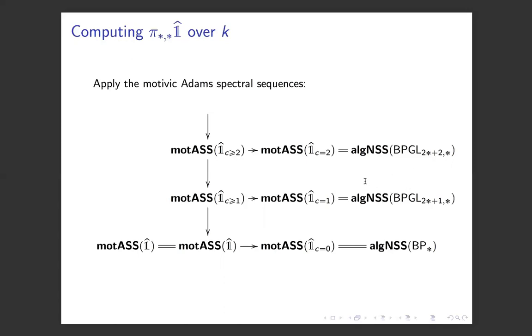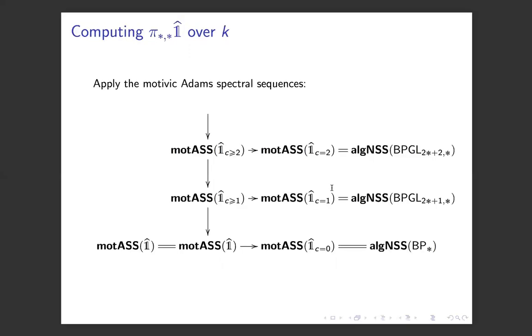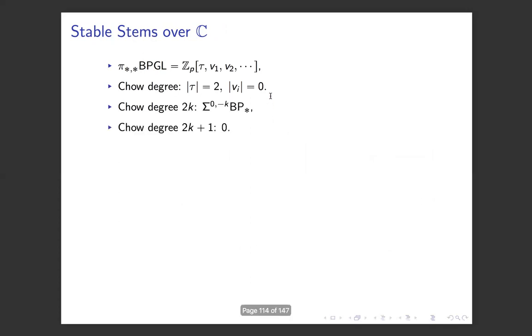So now, let me run a few examples of how this method works. Over C, we know BPGL is just BP star adding tau freely. So the Chow degree of tau is 2, and all the vis are in Chow degree 0. So that means that in the odd Chow degrees, there's nothing there. And on the even Chow degrees, it's just a shift of BP star.